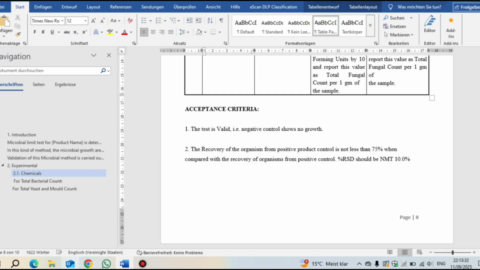And the final is the acceptance criteria. The test is valid if the negative control shows no growth. So in any negative control, no growth is compulsory. And the second acceptance criterion: the recovery of the organism from positive product control is not less than 75% when compared with the recovery of organism from positive control, and the percentage RSD must be not more than 10%.